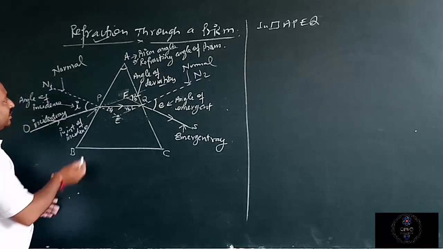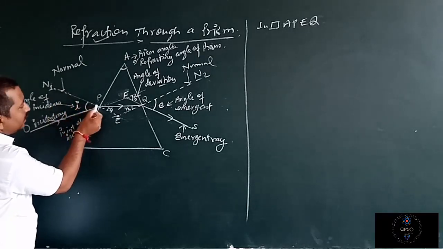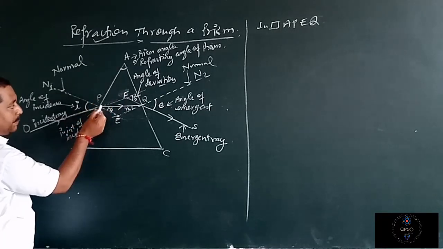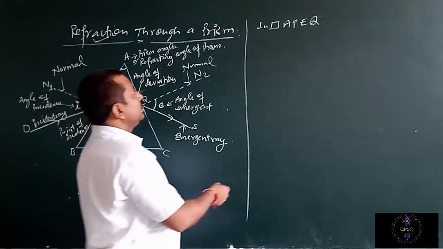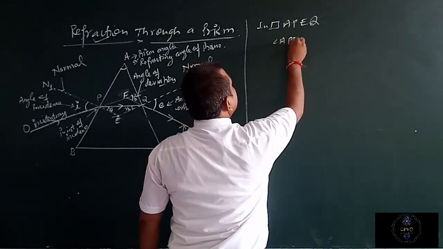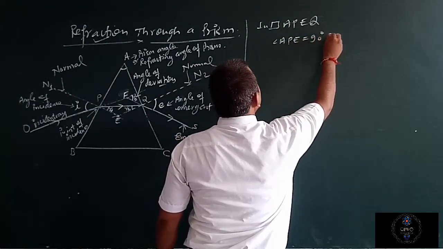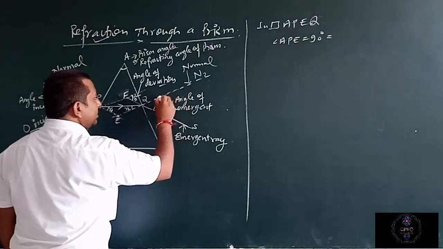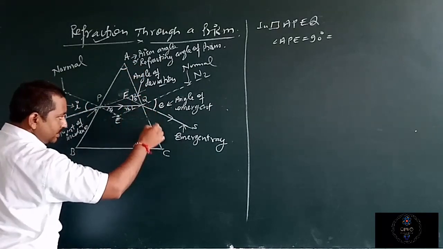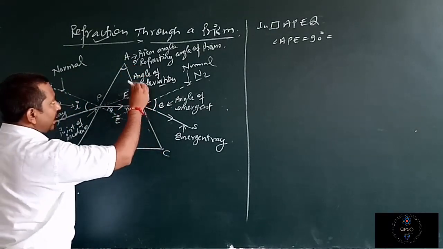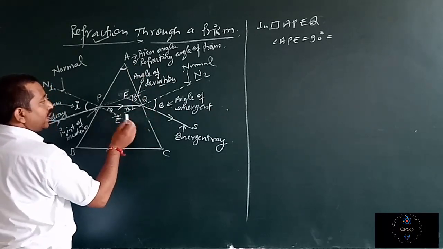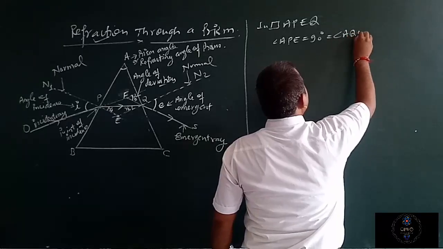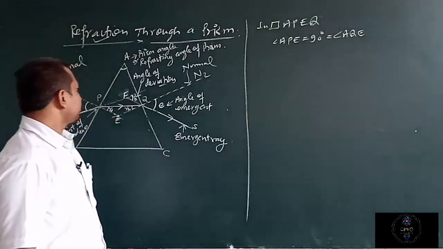You are seeing that this N1 is the normal for this line. So the angle APE is equal to 90 degrees, and also this N2 line is the normal for this surface AC. So the angle AQE, or EQA, angle AQE, is also equal to 90 degrees.